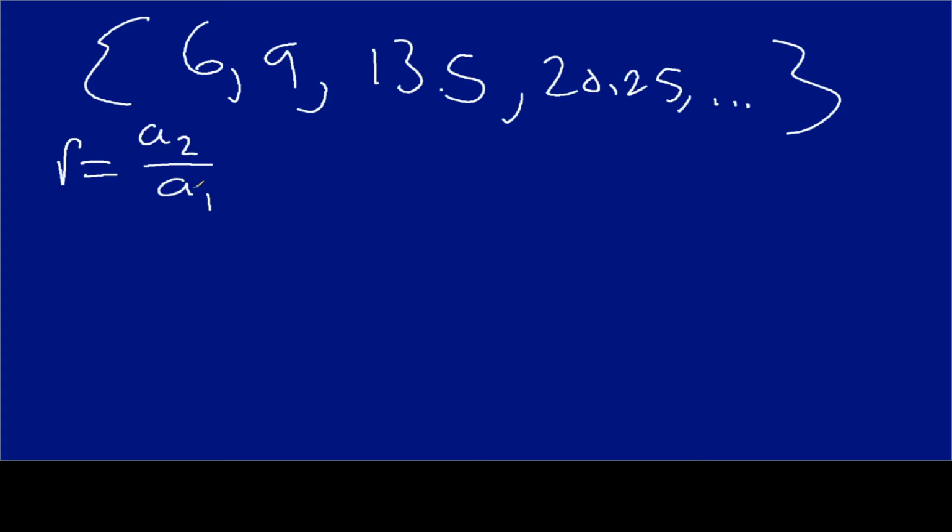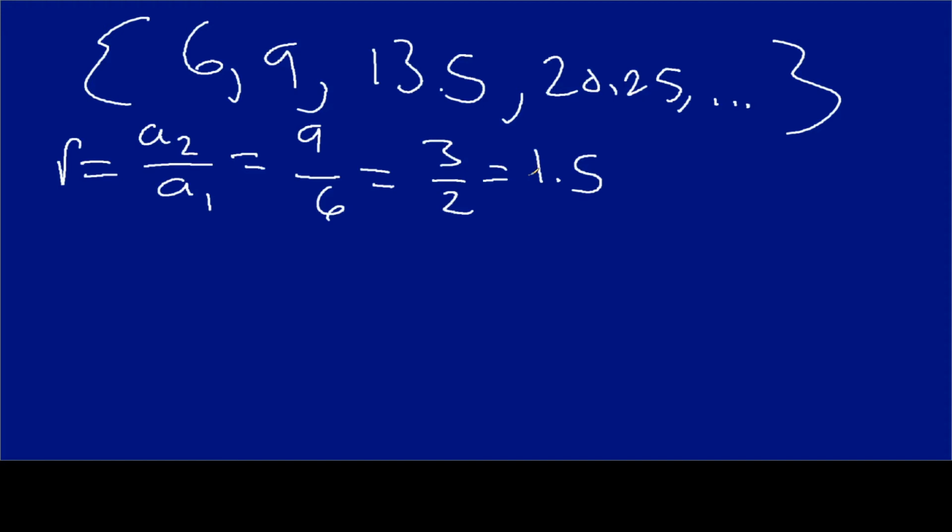So in our situation, a sub 2, our second value in the sequence, is going to be 9. Our first value is going to be 6. And so that means we're going to get 3 over 2, or you can also say 1.5. Either one is acceptable.